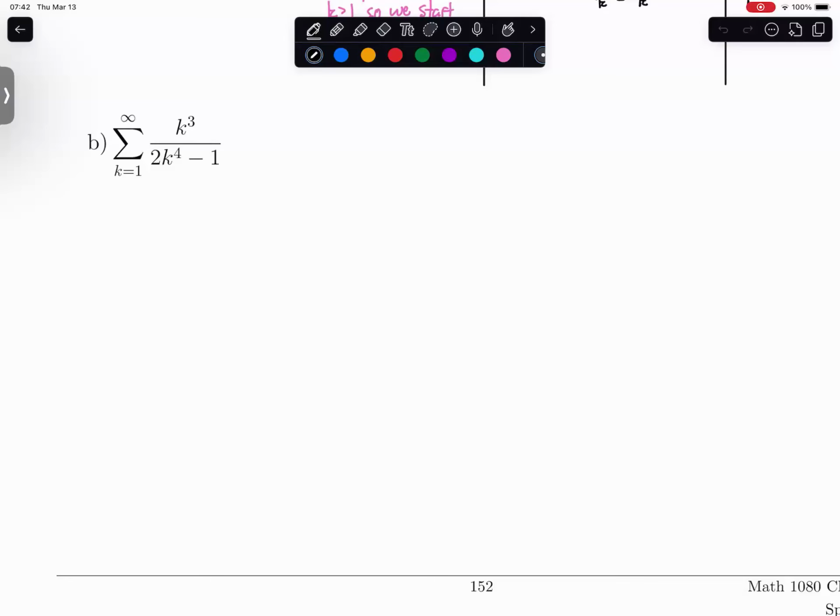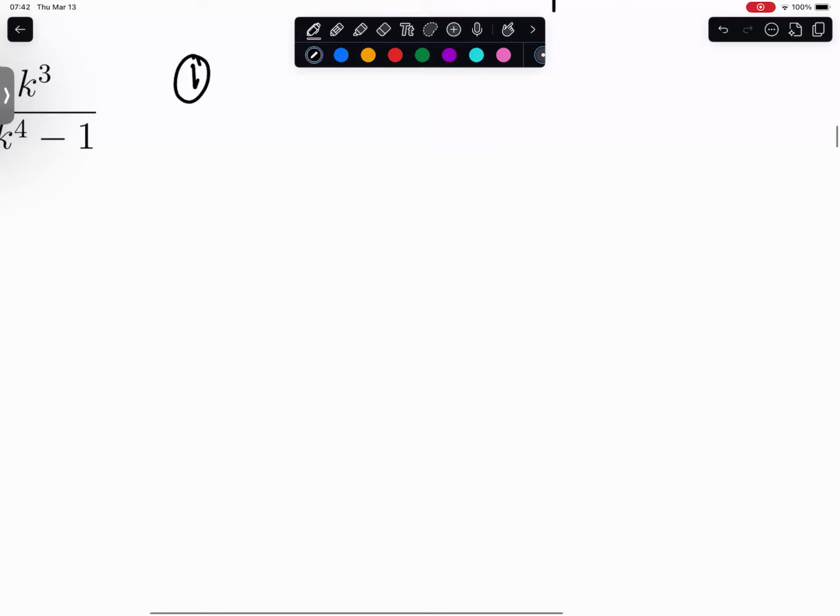Hi, everyone. In this example, we're going to do a direct comparison test on this particular series here. So let's say we're trying to determine the convergence or divergence of the sum from 1 to infinity of k cubed over 2k to the fourth minus 1. Let's go ahead and do that, and I'll zoom in so we can have more room.